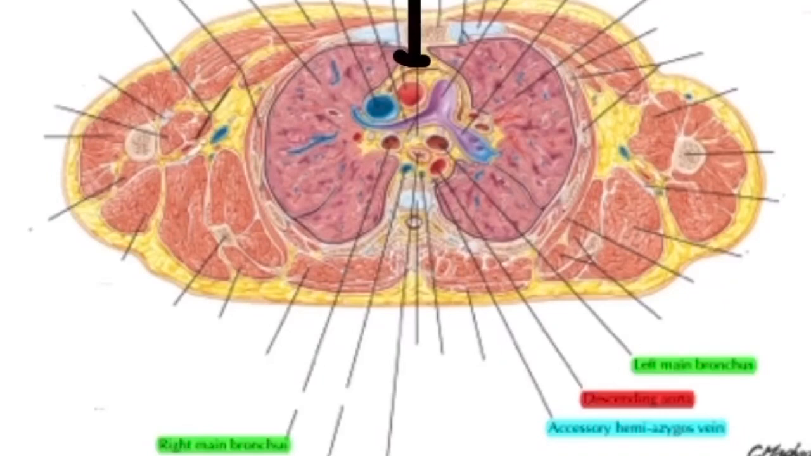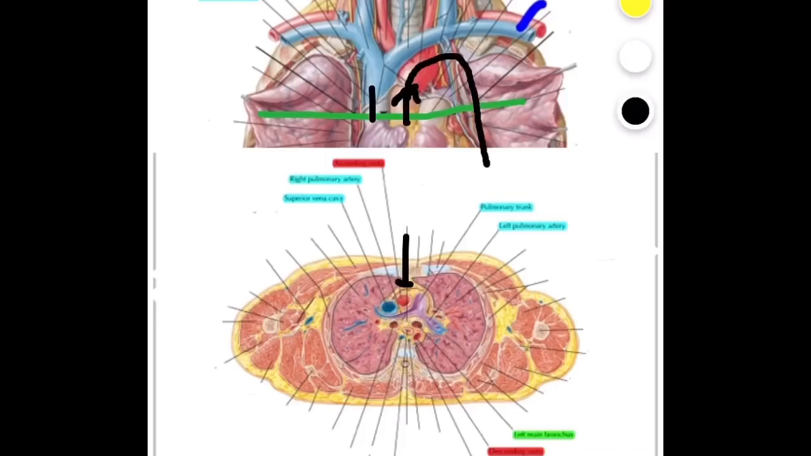So the descending aorta runs in quite a close relation to the vertebral body. This is the vertebral body. So it runs quite in close relation to that, and you have to note that the ascending aorta is on the right in comparison to the descending aorta. Okay, so what else is there? Let's move to the next thing.